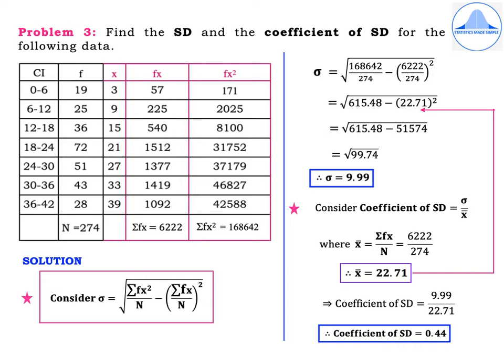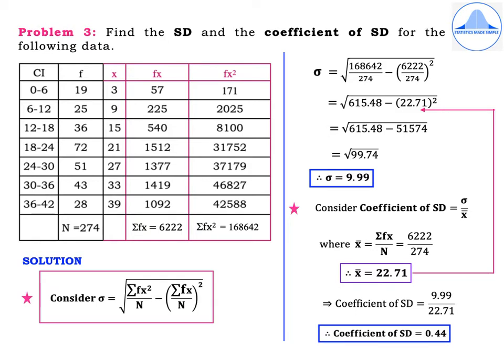Substituting in the formula of sigma, we get sigma equal to root of 1,68,642 divided by 274 minus 6,222 divided by 274 the whole square, which is equal to root of 615.48 minus 22.71 the whole square, equal to root of 615.48 minus 515.74, which gives equal to root of 99.74. Therefore, sigma is equal to 9.99.